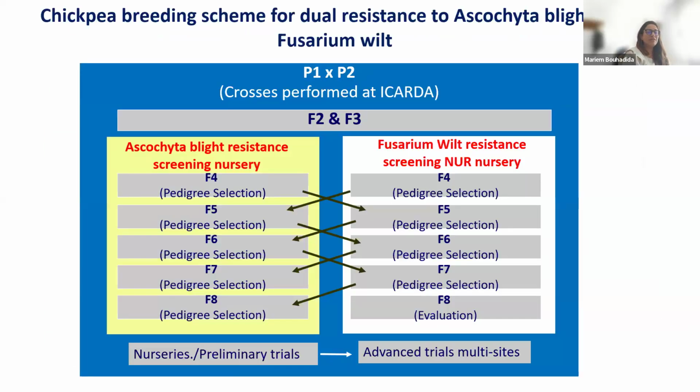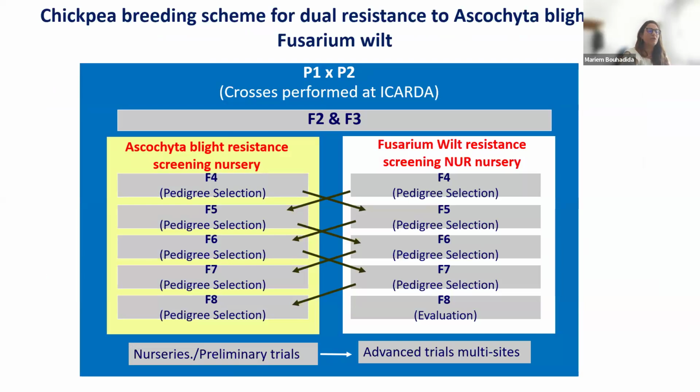So the breeding scheme starts at the F3 generation, as you can see here. We receive material annually from ICARDA, generally F2 or F3, so segregating material, and it is evaluated in disease screening nurseries under field conditions for resistance to Fusarium wilt and to Ascochyta blight. A pedigree selection method based on single plant selection is applied.